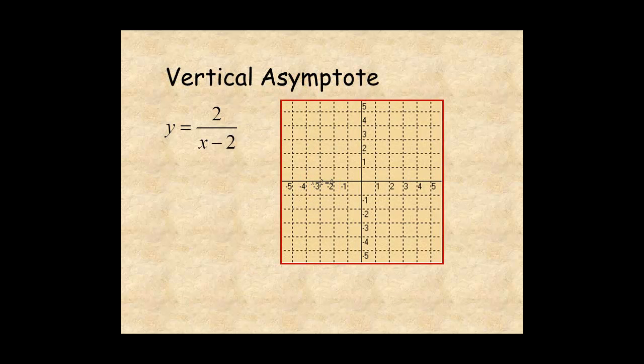The VA is the zero of the denominator. Set the denominator equal to 0 and solve. So the VA for this function is the vertical line x equals 2.